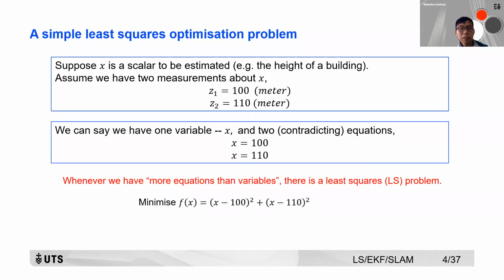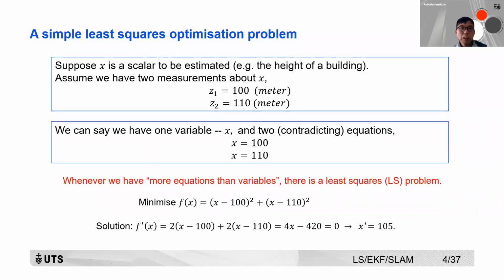If you can remember this sentence in red in today's talk, that's pretty much good enough. Basically it's saying whenever we have more equations than variables, then there's a least square problem. So we formulate this problem as least square. The solution is easy. For this case, we just take a derivative and make the derivative equal to 0. Then we get a solution, which is 105. It makes sense because we have two pieces of information, they are contradicting, and we kind of take an average.